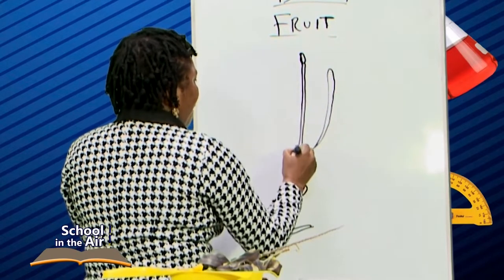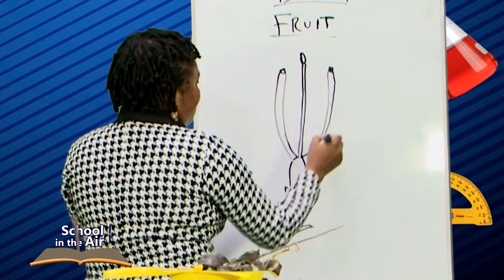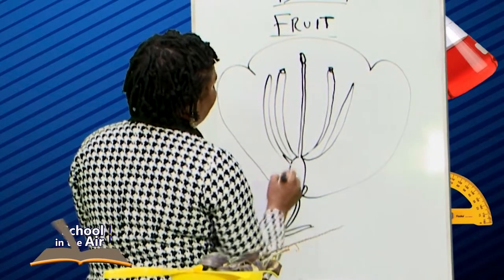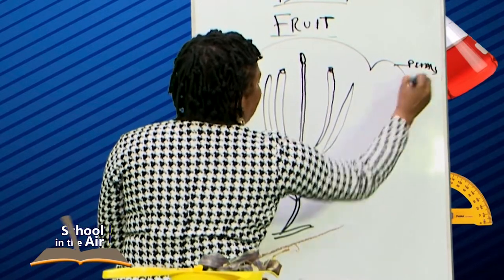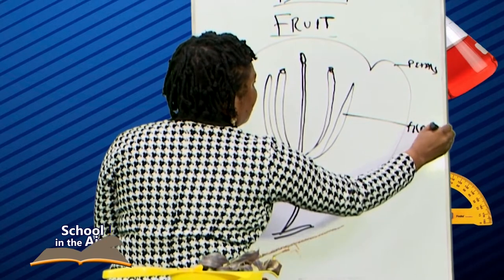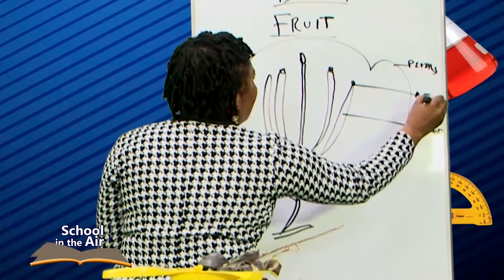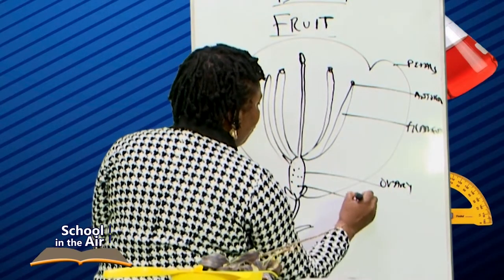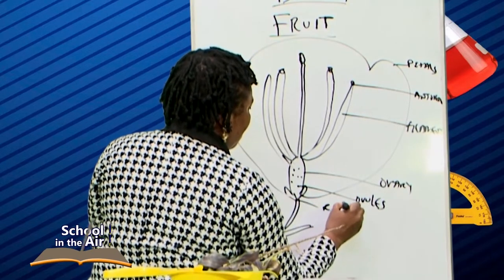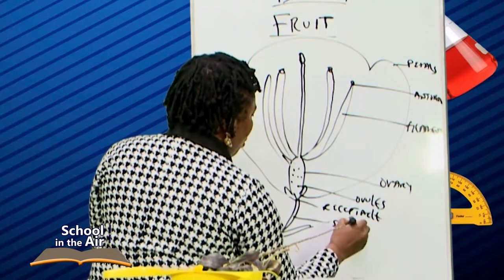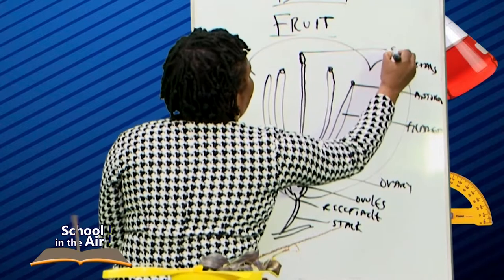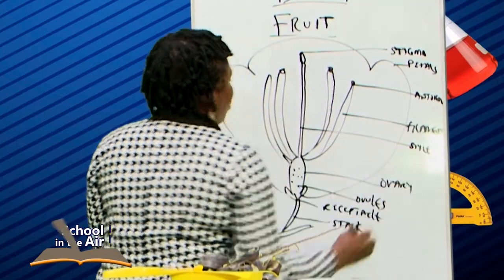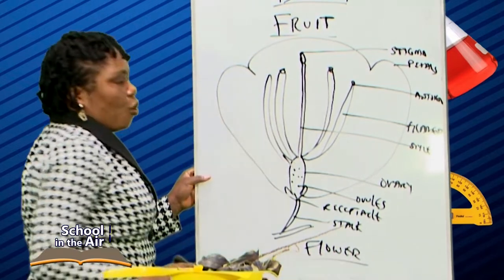So we have the male part of the flower, which is made up of the filament and the anther. We have the beautiful petals. We have the filament. We have the anther, the ovary. And within the ovary, we have the ovules. We have the receptacle and the stalk. Now, these are parts of the flower. We have the style, the stigma, and the style. So this is a simple structure of a flower.